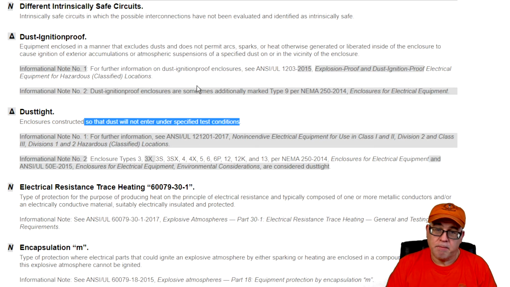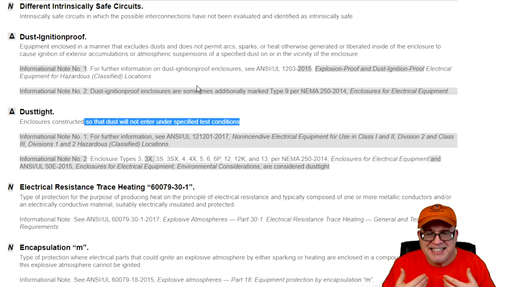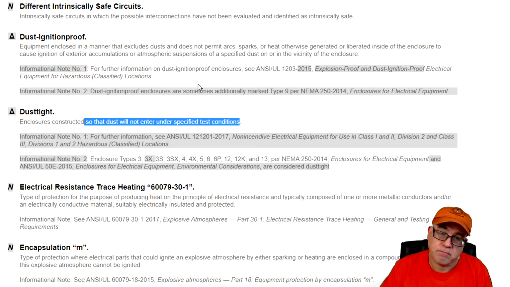Now, this is different in a sense that when something is dust tight, no dust can enter, period, under the specific test condition. Again, equipment's only good for how it's tested, so you'll have test parameters. So if something in the code makes a reference to dust tight, then it is actually an enclosure. If it says a dust tight enclosure, then it is dust tight. It will literally not allow dust to enter into it. Okay? It's a difference.